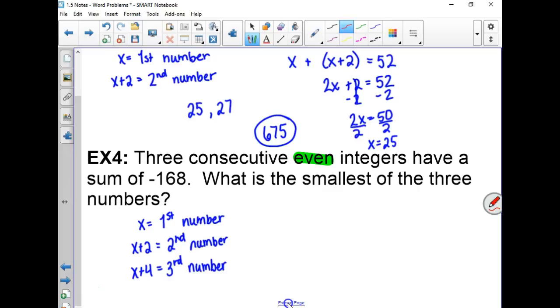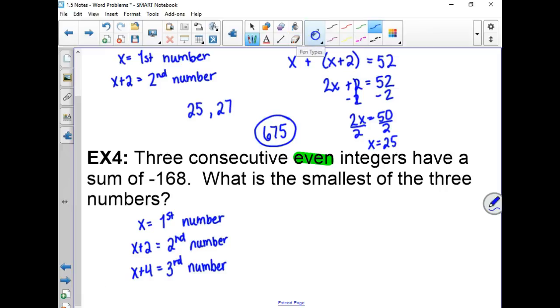Okay, so we can see that that would work because, say, my first integer was 10. That's an even number. If I add 2 to that, I'd get 12. If I add 4 to 10, I'd get 14. 10, 12, 14. Those are consecutive even integers. You can see if I had something like negative 8. Negative 8 plus 2 would give me negative 6. Negative 8 plus 4 would give me negative 4. Negative 8, negative 6, negative 4. Those are consecutive even integers. So this setup is going to work even though it's different than example 3. The setup really is the same.